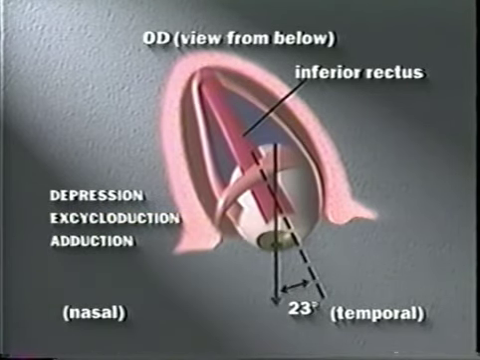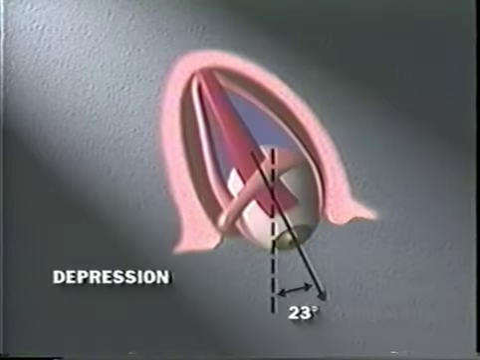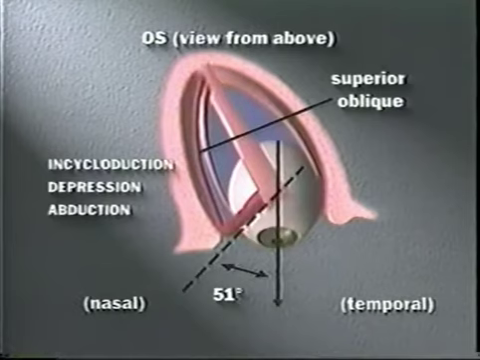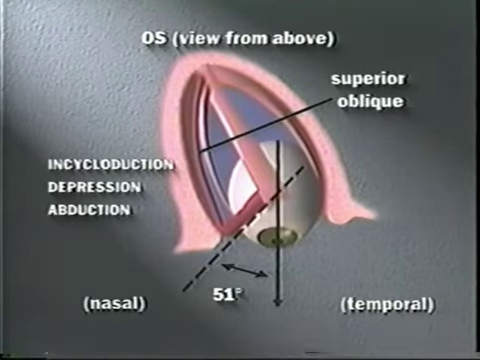Actions of the inferior rectus muscle are depression, excycloduction, and adduction. When the eye is in abduction, it is almost exclusively a depressor. It is best to test the muscle function when the eye is in abduction because that gives the greatest vertical movement or depression. The superior oblique muscle's primary action is incycloduction, with depression and abduction as secondary actions.